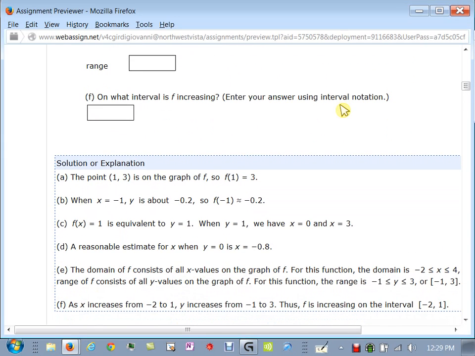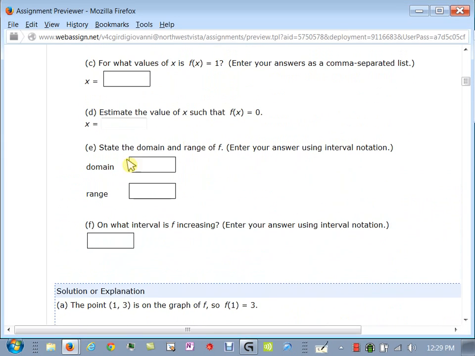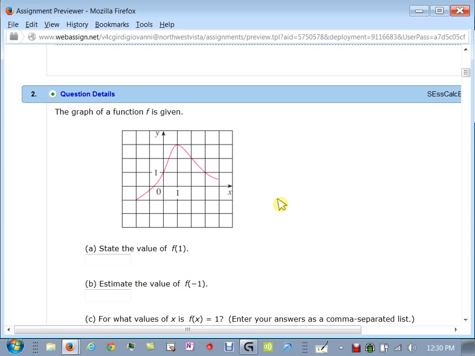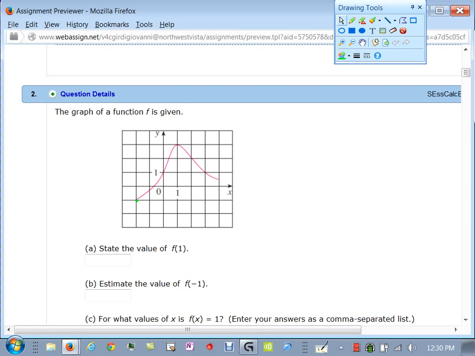All right, so on what interval is the function increasing? And the answer in interval notation. So increasing means as you move from left to right, we're going up. So it looks to me that starting at this point, as I move to the right, I'm going up, up, up, all the way till I get here, and then I start going down. So what we want to know are the x values where that happens. So it's between here and here.